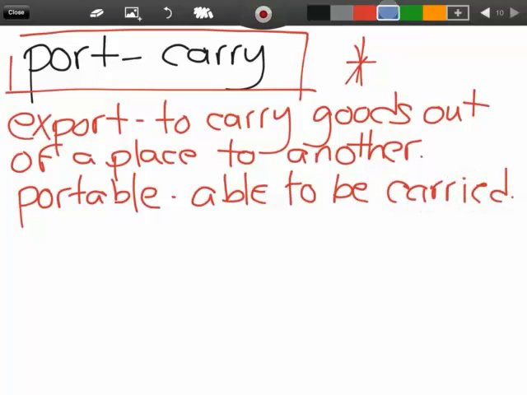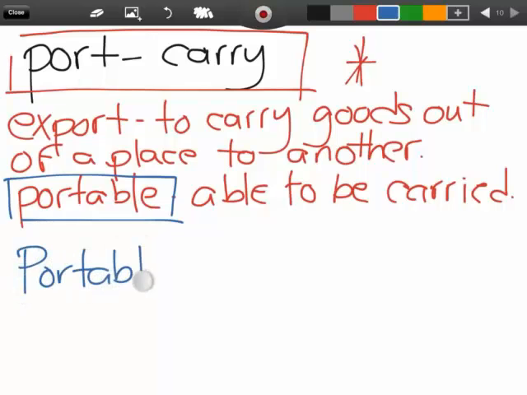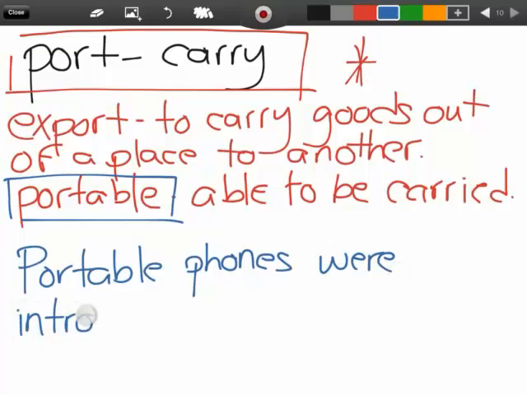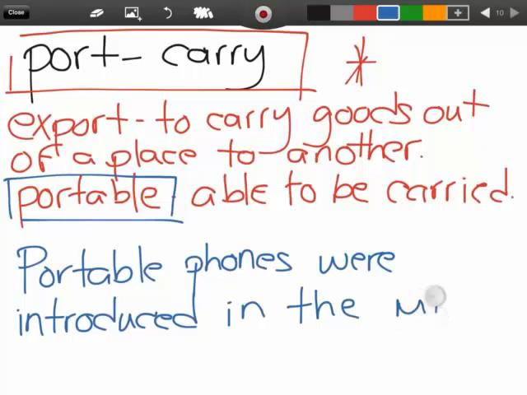I'm going to go ahead and use portable in a sentence. I'm going to go ahead and read that to you guys. Portable phones were introduced in the mid-80s.